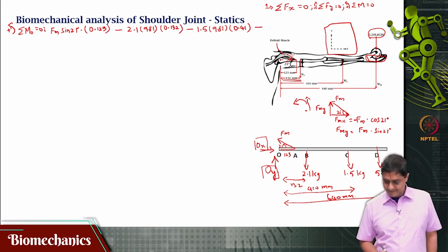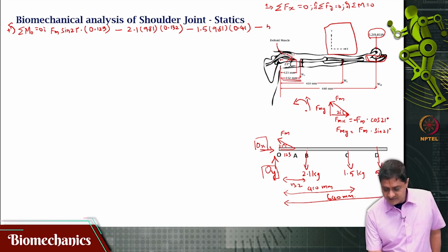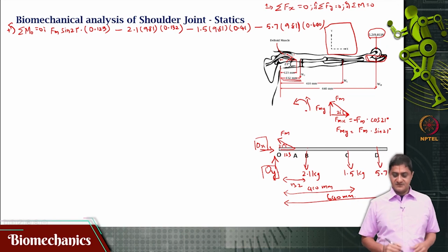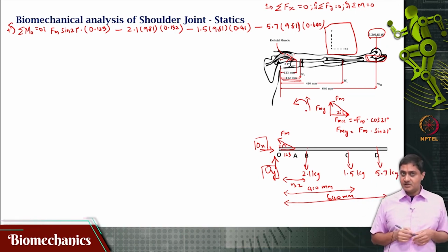Minus 5.7 into 9.81 times 0.640. This is the entire equation, but we are not done yet.